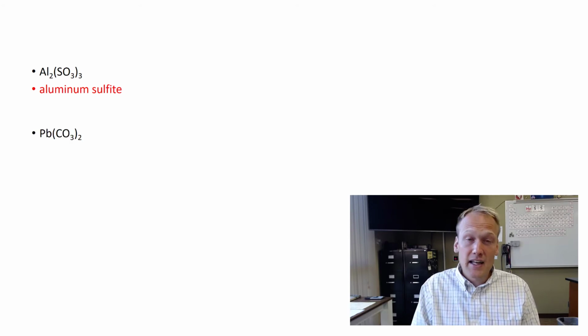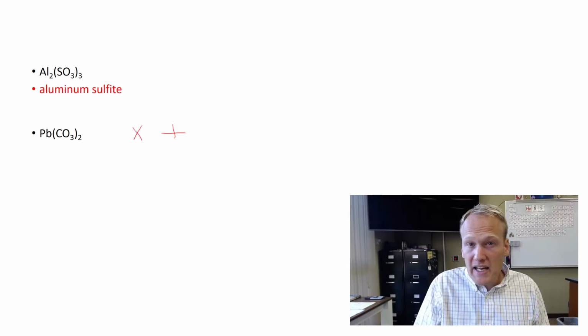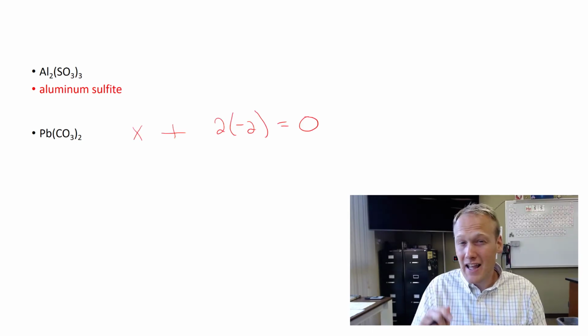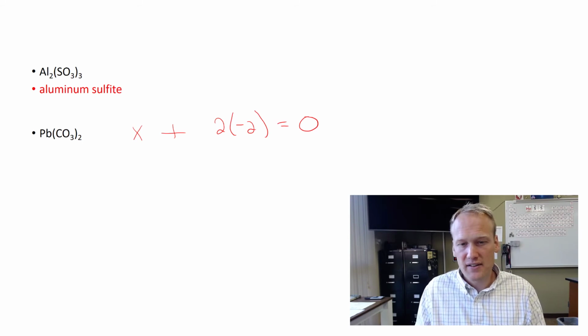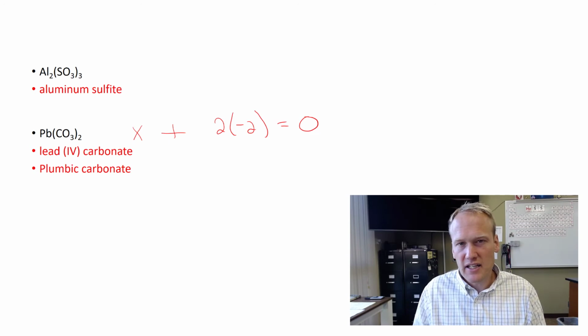Here is lead. If you look at your polyatomic ion list, you will see that lead can be +2 or +4. Carbonate is a -2, and there are two of them. This tells us that lead has a +4 oxidation state. So lead 4 carbonate or plumbic carbonate. Either one would be correct.